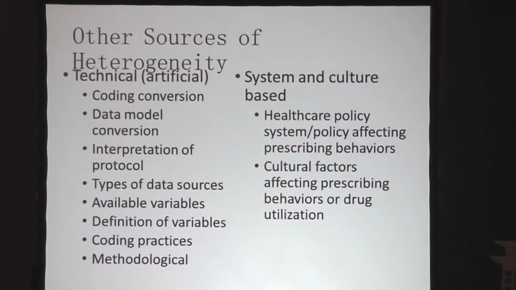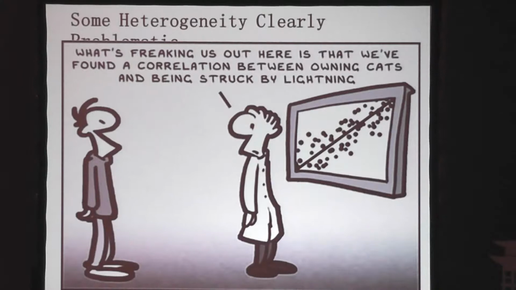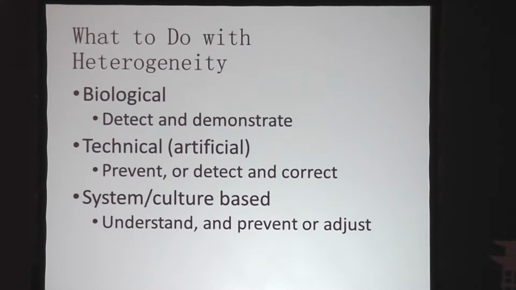That kind of source could come from technical problems. Maybe you didn't convert the codes right, or didn't convert the model right, or you're comparing different types of data sources. The differences could also come from system or culture-based differences between populations, countries, or regions. So this is something we're going to talk about today, realizing that some heterogeneity could be clearly problematic in pharmacoepidemiologic studies. So again, I'd like you to keep in mind the sources of heterogeneity as you hear the speakers about their experiences dealing with heterogeneity.